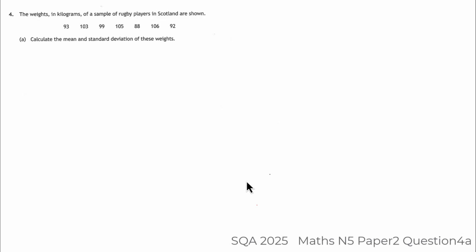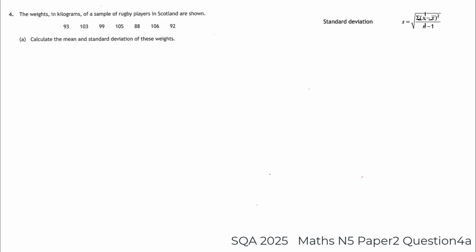So here's question 4. We're given the weights in kilograms of a sample of rugby players in Scotland. There's 7 weights given in kilograms. We have to calculate in part A the mean and the standard deviation of these weights. Now, on your formula sheet that you're given in the exam, you'll find 2 formulae for the standard deviation. I'm just going to use this one.